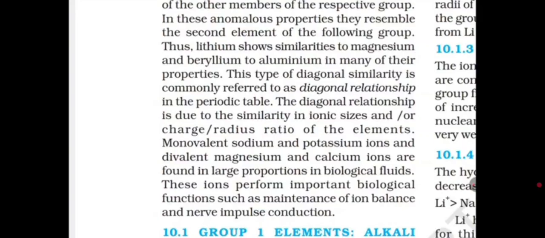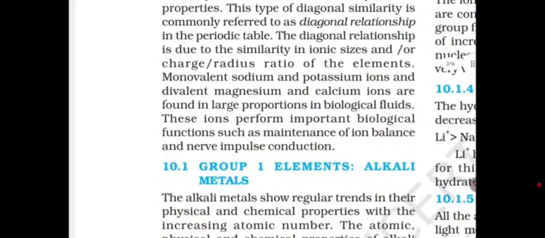The diagonal relationship is due to the similarity in ionic sizes or charge divided by radius ratio of the elements. Monovalent sodium and potassium ions and divalent magnesium and calcium ions are found in large proportions in biological fluids. These ions perform important biological functions such as maintenance of ion balance and nerve impulse conduction.